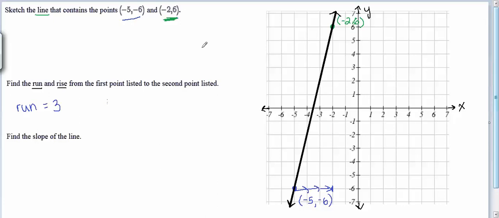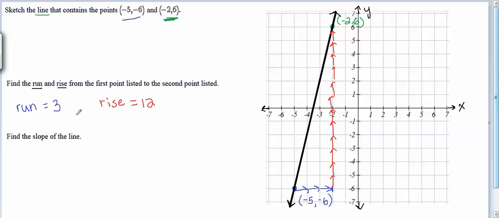Now let's look at my rise. How many steps up, or down, do I have to go from this point to get to this one? So now let's count those out. 1, 2, 3, 4, 5, 6, 7, 8, 9, 10, 11, 12 points up. So my rise is 12, and I consider it a positive number because I was moving from the bottom of the graph towards the top. If instead I'd been moving downward, I would have made this a -12.